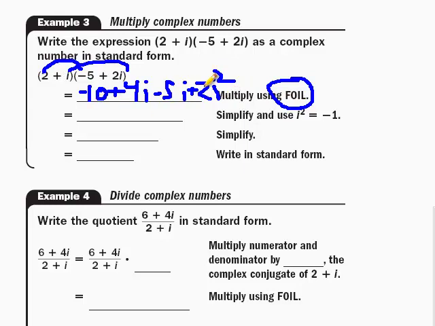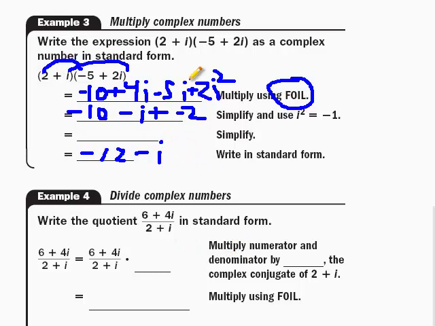So it's negative 10 minus 2, right? So you have negative 10, 4i minus 5i, minus i, plus negative 2, because i squared is negative 1. Negative 10 minus 2 is negative 12, minus 1i, or just i.